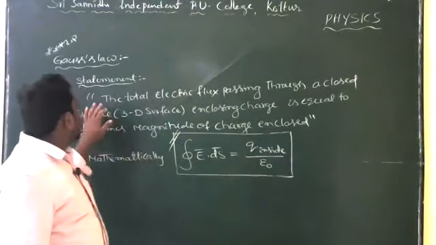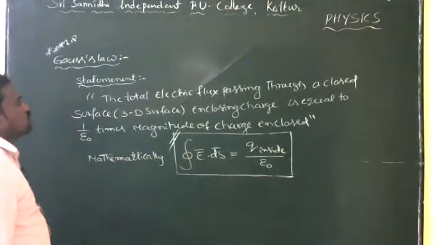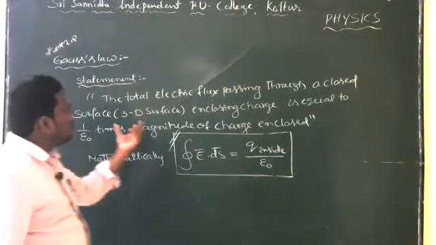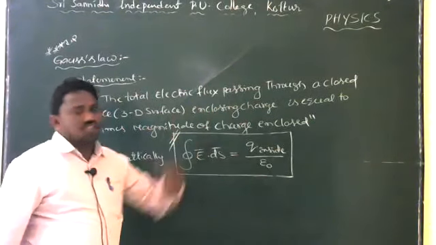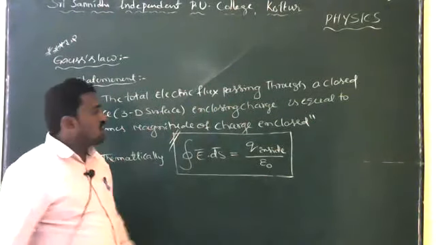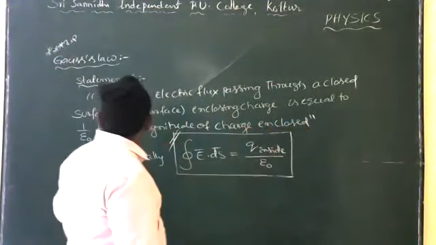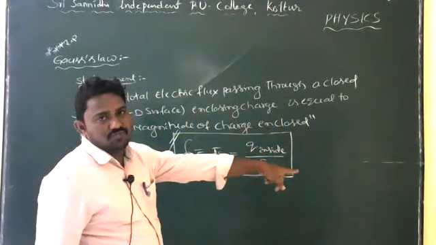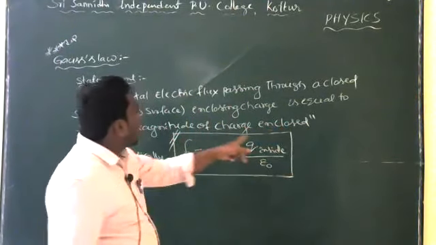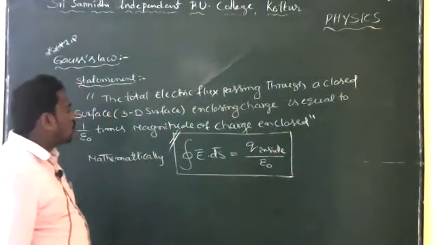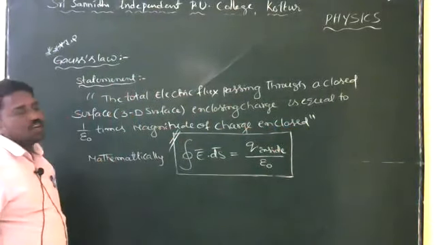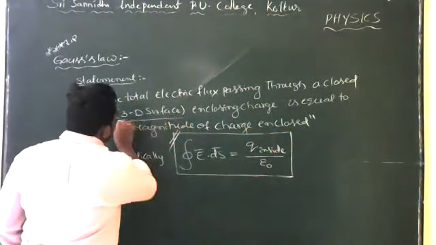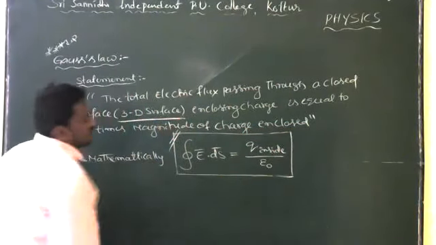So what is the statement of Gauss's law? The total electric flux passing through a closed surface, that is a 3D surface, enclosing charge is equal to 1 by epsilon naught times the magnitude of the charge enclosed. This is the statement of Gauss's law. Gauss's law is applicable for closed surfaces, that is 3D surfaces.